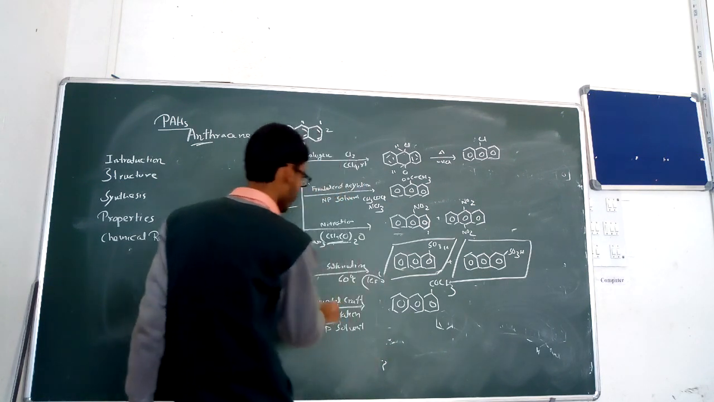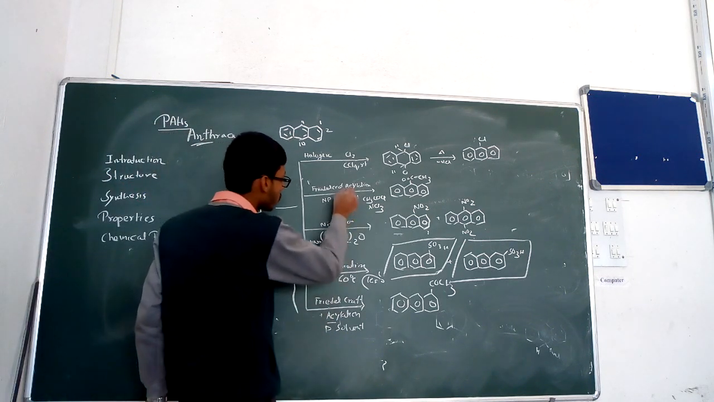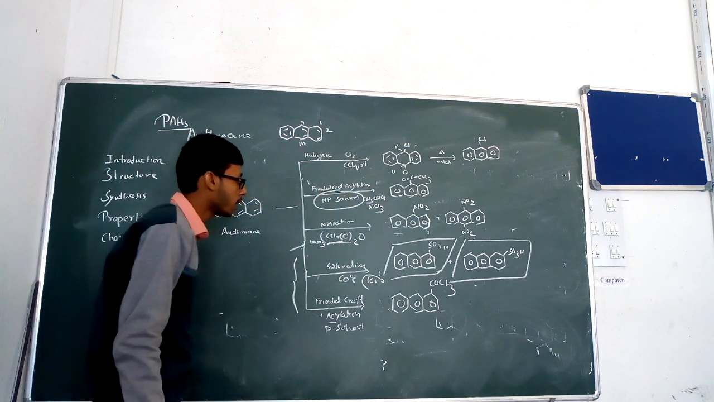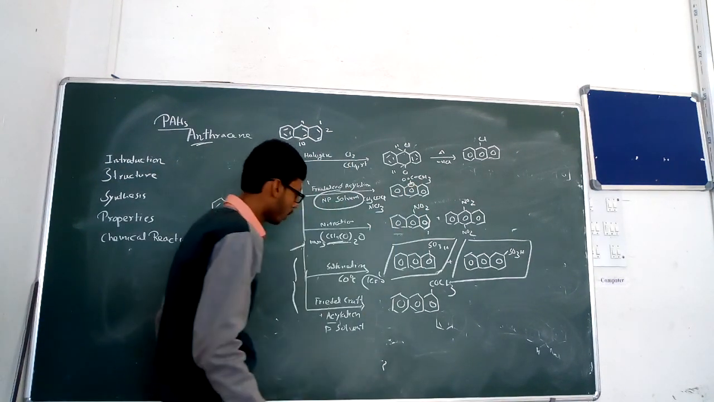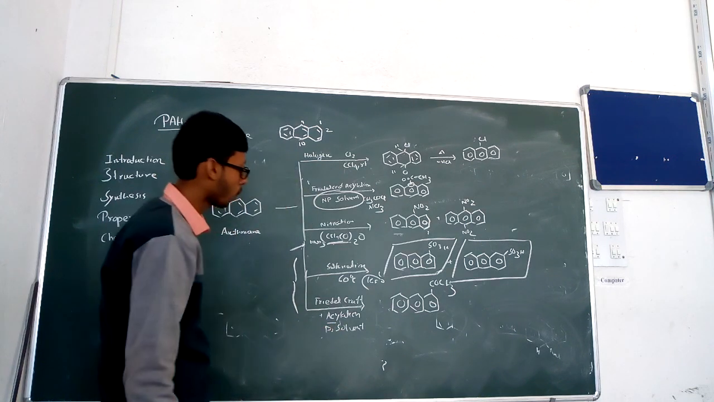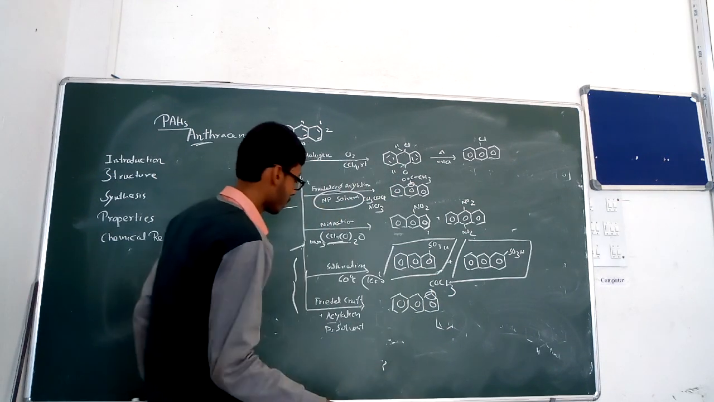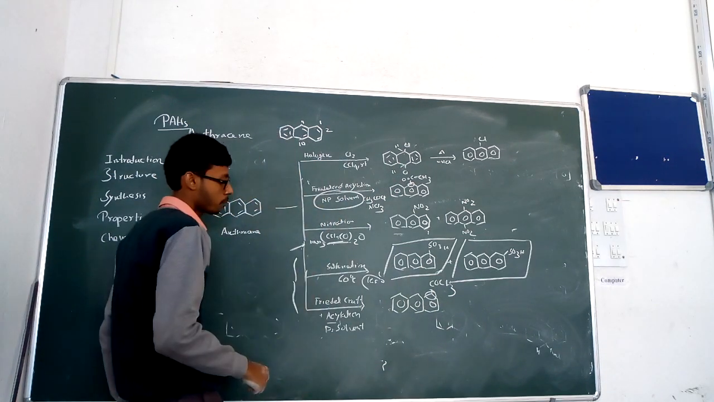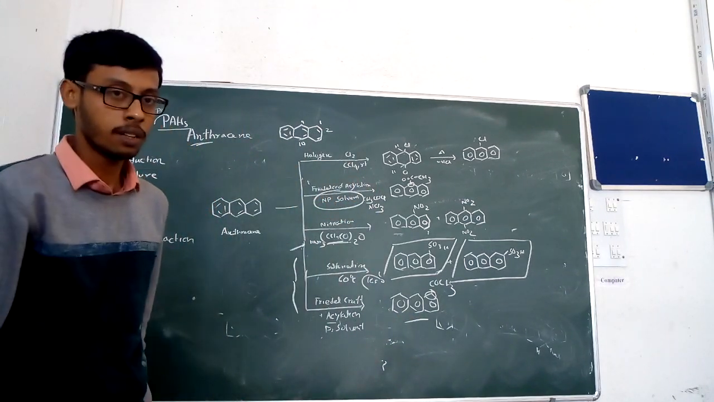And another one is the Friedel-Crafts acylation and the polar solvent. When we use a nonpolar solvent, the attack occurs at the C9 position, and when we use a polar solvent, the attack occurs at the C1 position. Here the reagent is the same, acetyl chloride and aluminum chloride, and it forms the 1-acetyl anthracene.